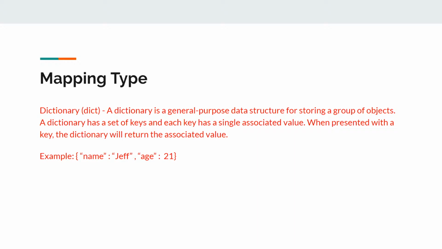A mapping type, dictionary or dict. A dictionary is a general purpose data structure for storing a group of objects. It has a set of keys, and each key has one single associated value. When presented with that key, the dictionary will return the associated value to you. And here's an example of that.